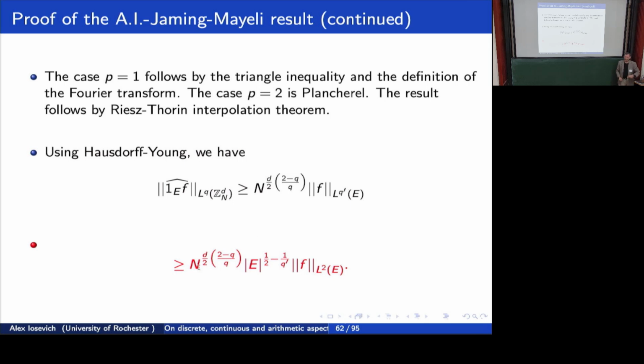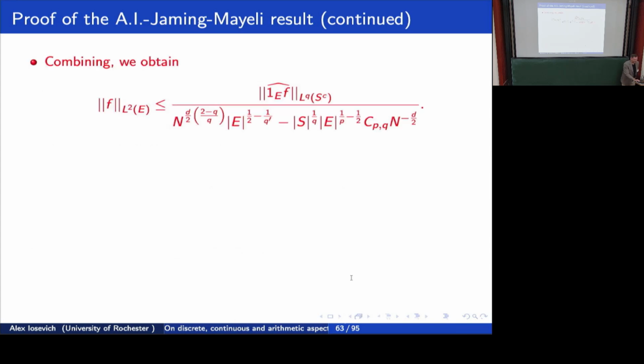Now we map down into L2. So n to the d over 2 minus q over q. Then you have the size of E to the 1/2 minus 1 over q prime. And now we have an L2 of E norm of F. So we map down into L2. Okay? So combining, we see that we can bound the L2 of E norm of F by the LQ of S complement norm of 1_E F hat divided by the difference of the two quantities that we just obtained.